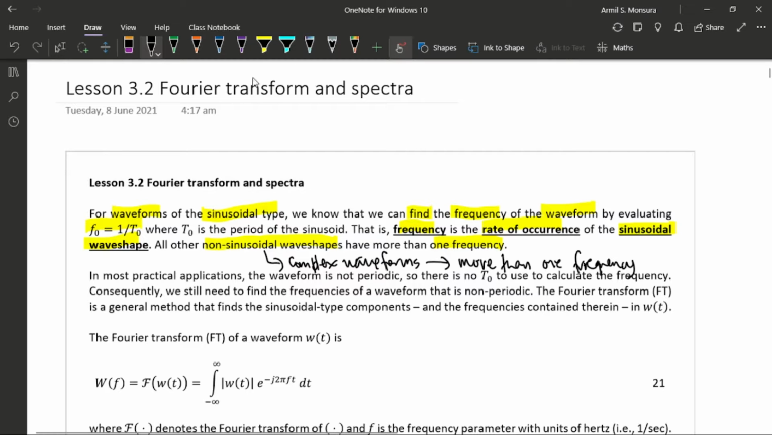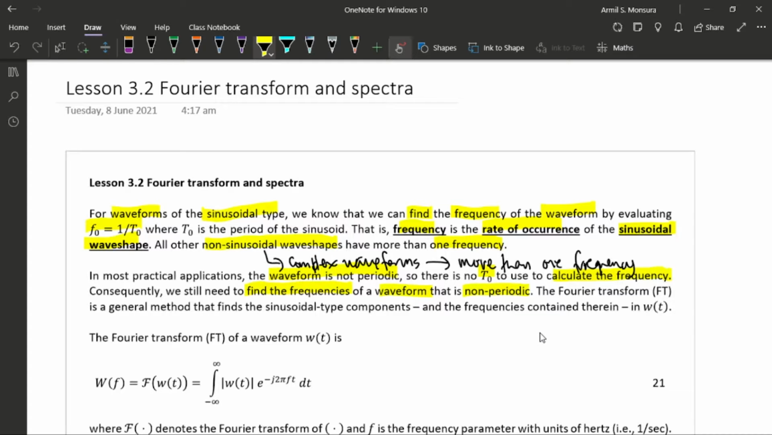So in most practical applications, the waveform is not periodic, and as we have said, true periodic waveforms only exist in theory. We don't really have a technically periodic waveform in practice. So since we will not have any periodicity to calculate the frequency from, we still have to find the frequencies of a waveform that is non-periodic.